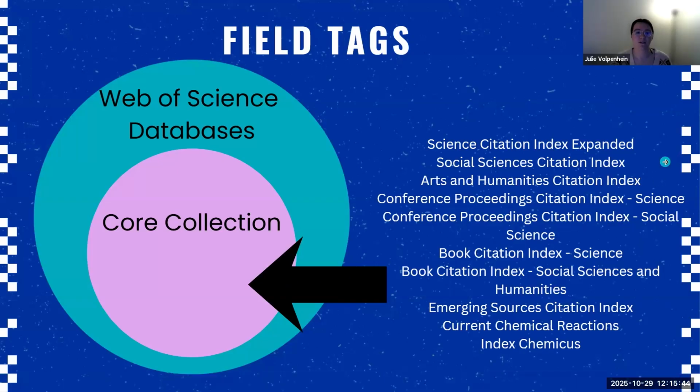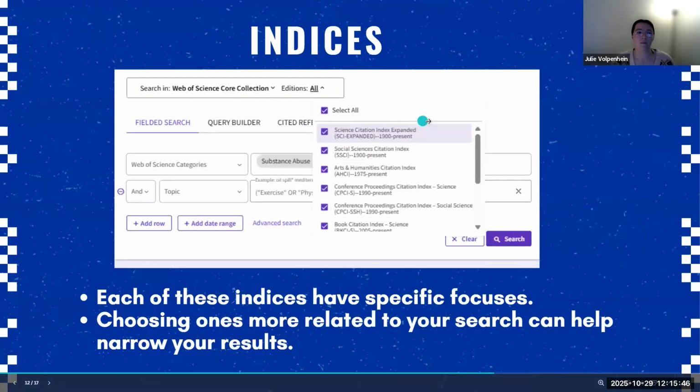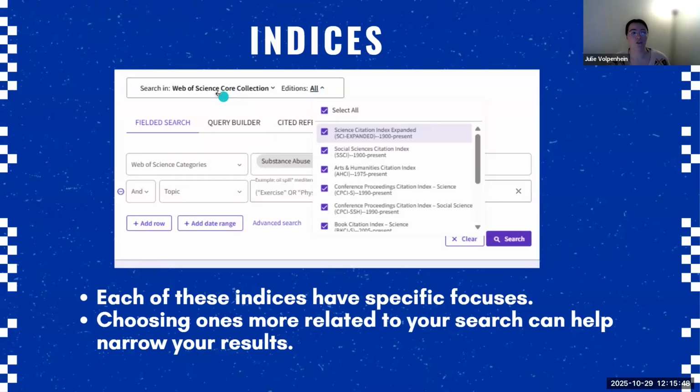So I just want to give you a bit of a graphic to understand that. But this is what that looks like. So you can click, there's search in Web of Science core collection editions. If you click on all, it will do a drop down of these different indices here. So choosing only the ones that you're really interested in can also help narrow your results really effectively. Maybe you don't want conference proceedings or book citation indexes. You only want scholarly articles. So you can click on these other ones that exist.